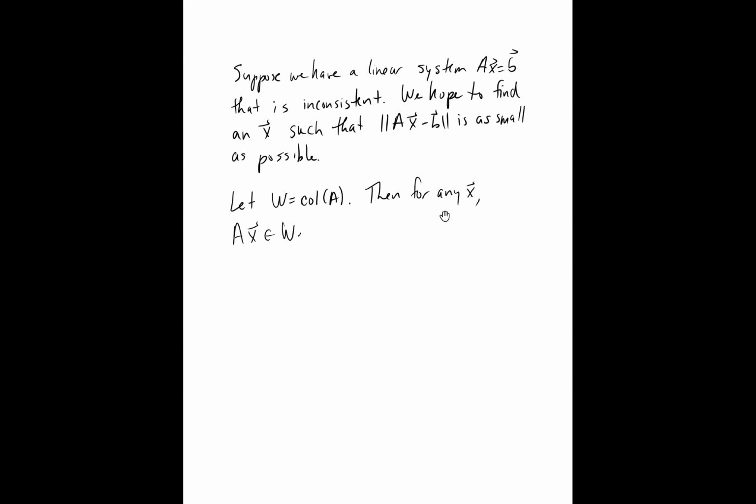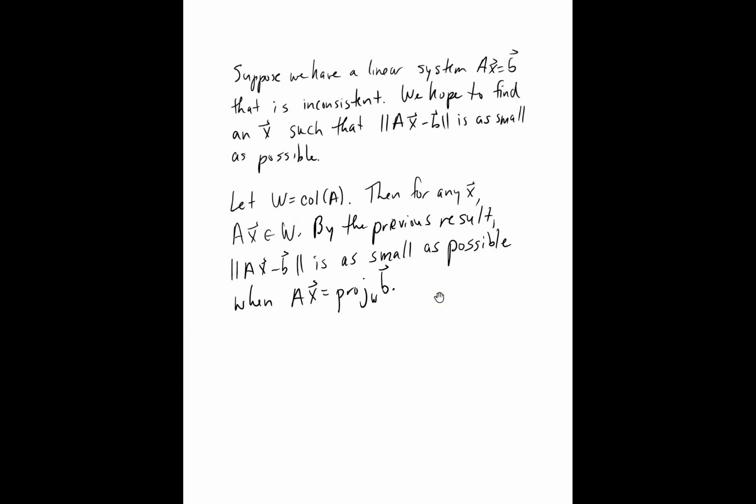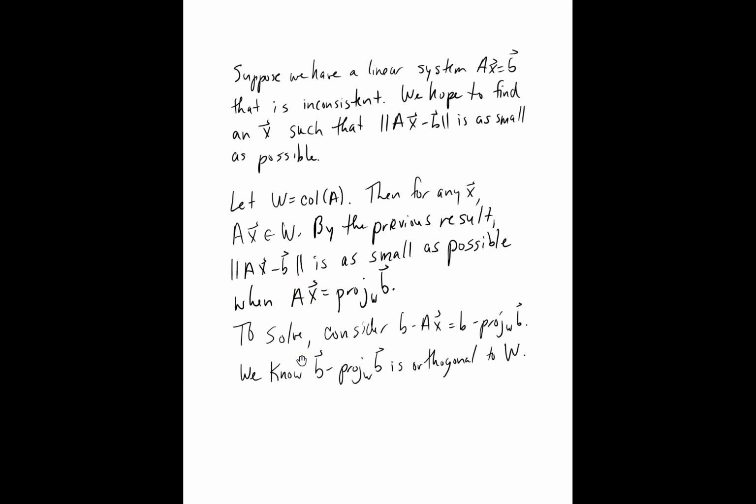All right, so let W be the column space of A, just for notational purposes. Then certainly if I take A times any X that I want, I get something that's in W. By the previous result then, we know that AX minus B is going to be as small as possible when I use the projection of B onto W for that AX. That's going to be the vector in W that's as close as possible to B as we can possibly get. That was what we just mentioned on the last slide.